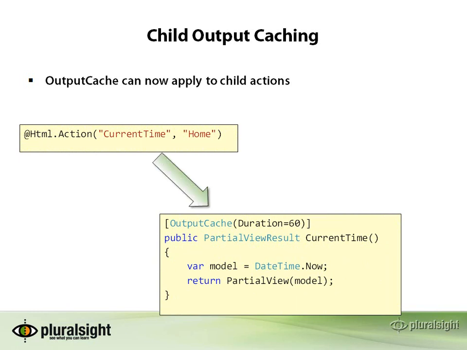This is a significant improvement because previously we had a mostly all or nothing cache strategy. You can cache everything inside of a view or you can cache nothing. Now that output cache works on a child action, we can cache pieces inside of a view independently.